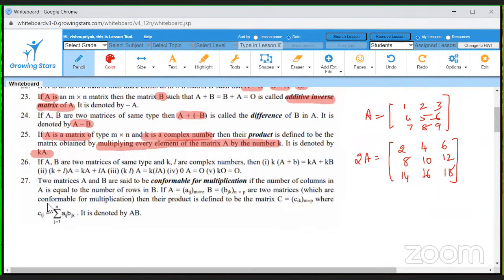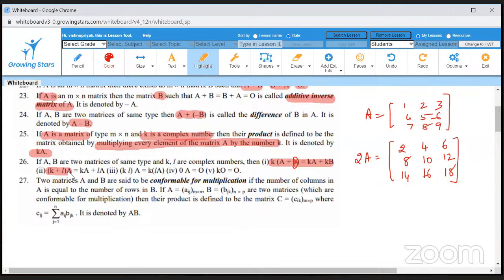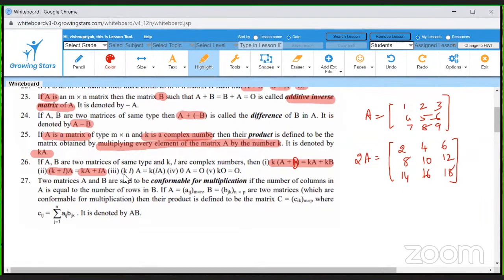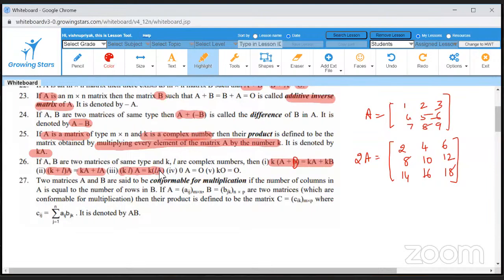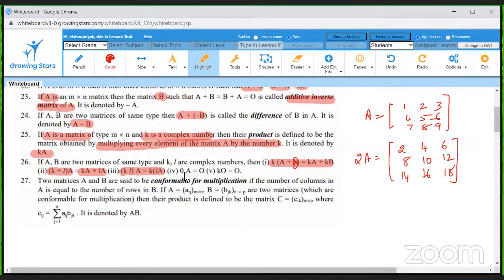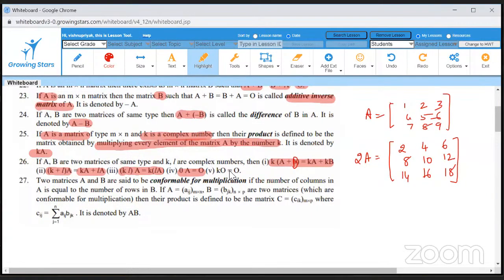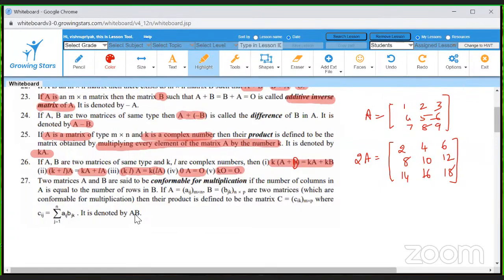Every element. Then there are some more properties. K into A plus B matrix is K into A plus K into B. K plus L into A matrix is KA plus LA. Then KL into A is K into LA. 0 into A is the 0 matrix. K into 0 is the 0 matrix.